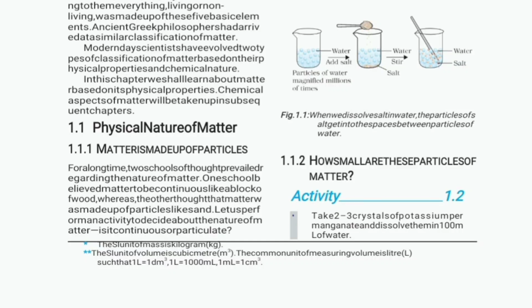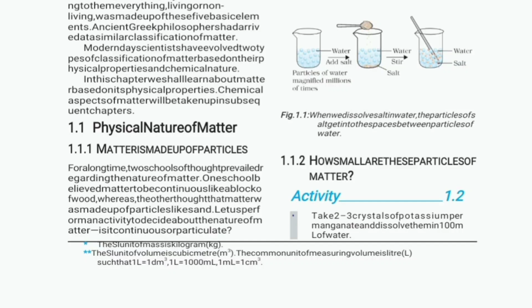Modern-day scientists have evolved 2 types of classification of matter based on their physical properties and chemical nature. In this chapter, we shall learn about matter based on its physical properties. Chemical aspects of matter will be taken up in subsequent chapters. 1.1 Physical nature of matter.